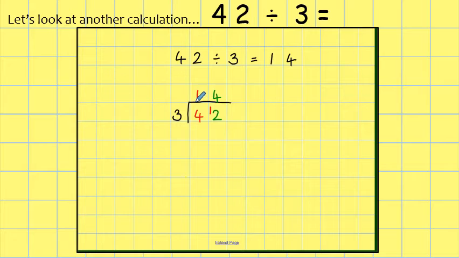This is another operation, or another method for the division operation. And I think if we can get to grips with this one, you're going to be able to divide increasingly larger numbers on your own. Let's try another one.